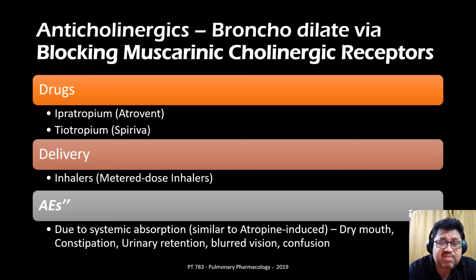The adverse effect of anticholinergic drugs is seen due to systemic absorption, similar to atropine-induced symptoms. These drugs are primarily delivered in the airways, but some of it may be swallowed and eventually absorbed into the bloodstream from the gut, and that's how it gets into systemic circulation. It leads to dry mouth, constipation, urinary retention, blurred vision, and confusion. Otherwise, without systemic absorption, these drugs are relatively safe to use.